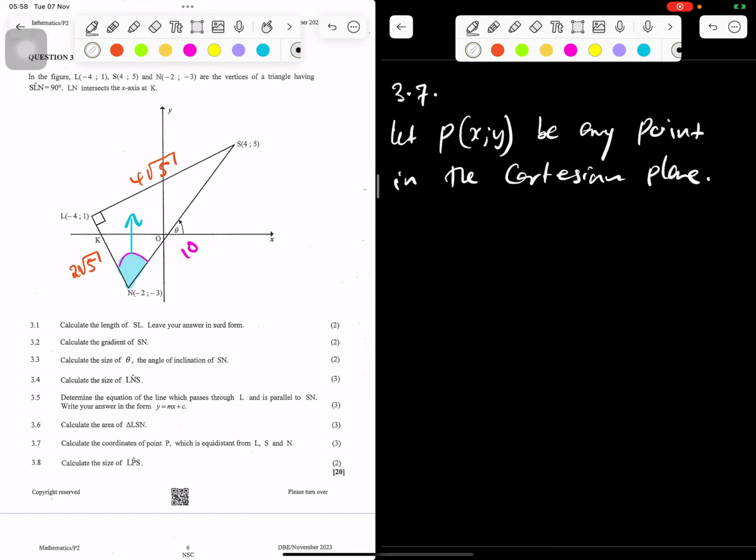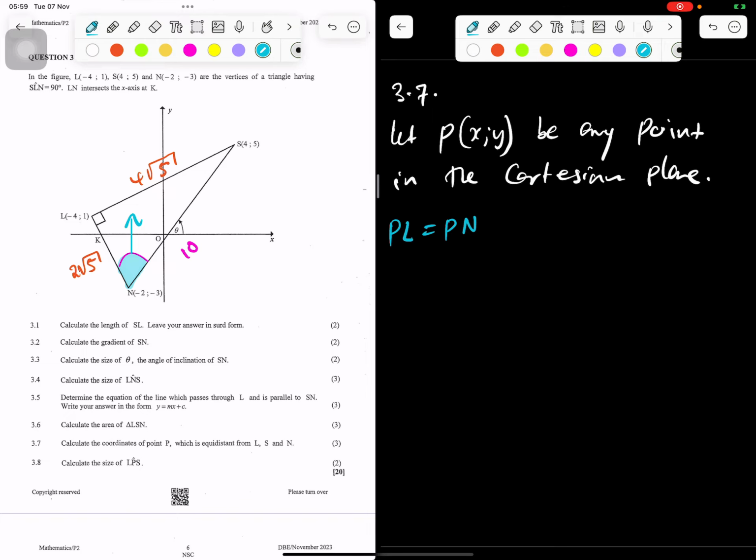So they are saying that P is equidistant from L, S, and N. They are giving you 3 marks for that. My approach is going to be a bit longer, but that is the meaning of equidistant. It means they have the same distance throughout. So the distance PL is the same as the distance PN. Okay, they're the same distance.